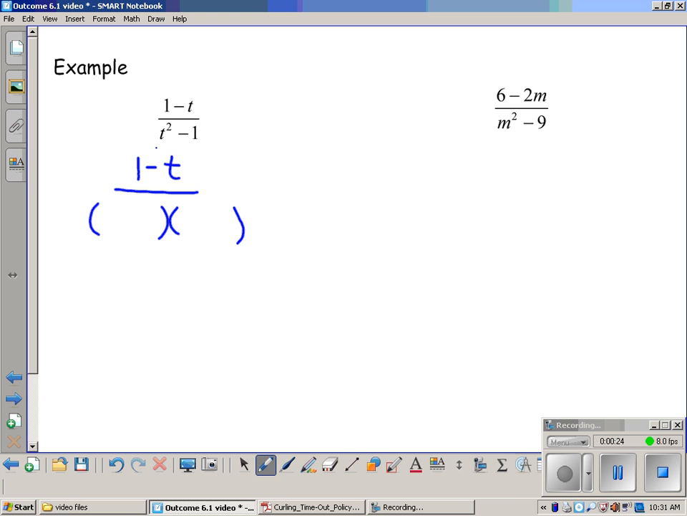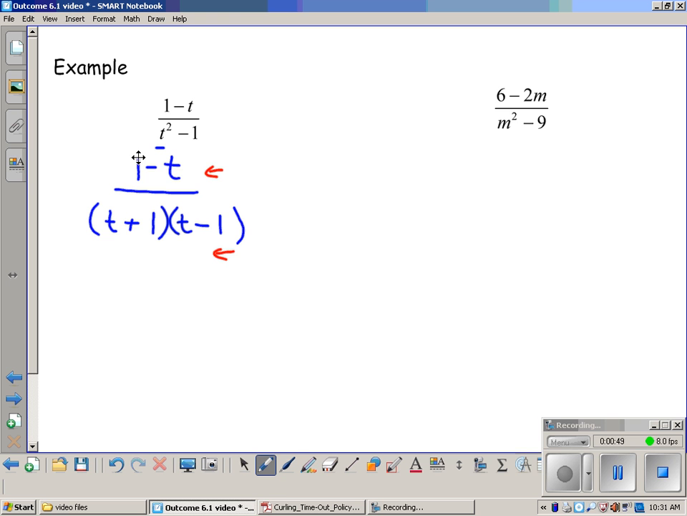First one is the square root of t squared, so t and t. Then the square root of 1, which is 1 and 1. One becomes positive and one bracket becomes negative. You'll notice that the numerator and one of the factors in our denominator are very similar. However, the order of those terms is not the same.